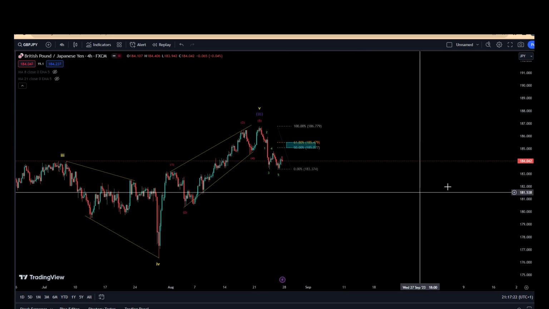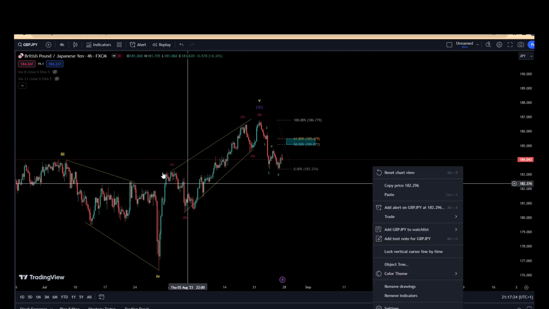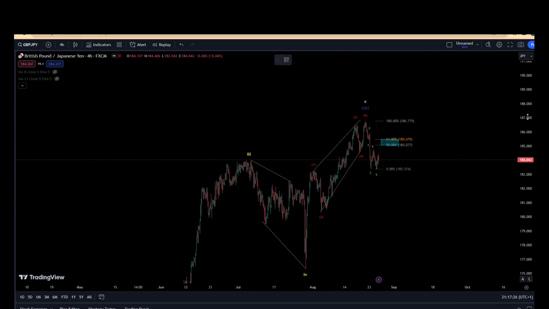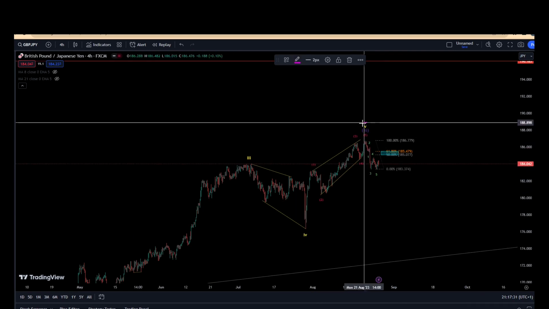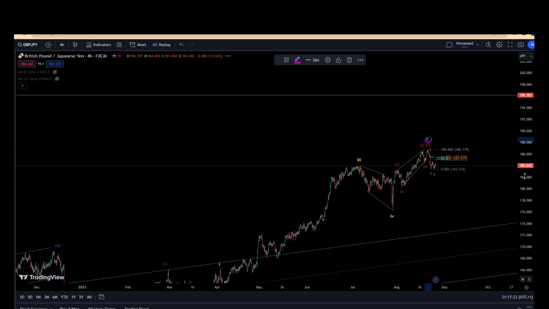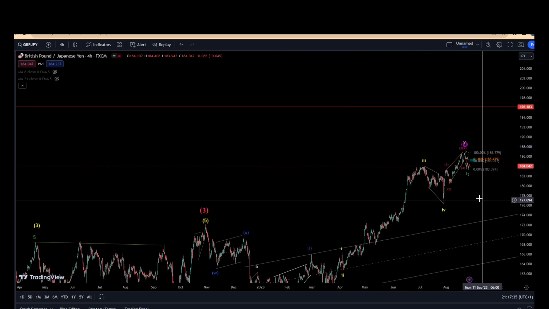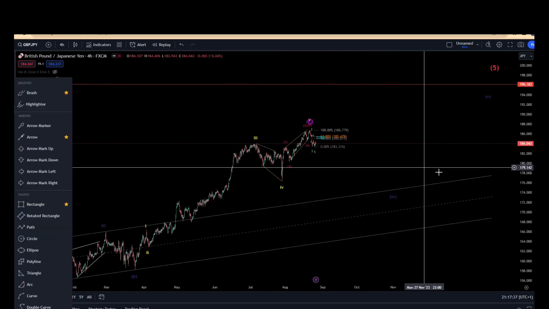So let's go on to here, pound yen. Pound yen has been moving nicely. I did take a trade on pound yen, and it has been moving nicely. The setup has also now come in clean as well. So we now have a nice ending diagonal as a wave 5, and that has completed our wave 3. And what we are simply expecting is a push towards the downside.